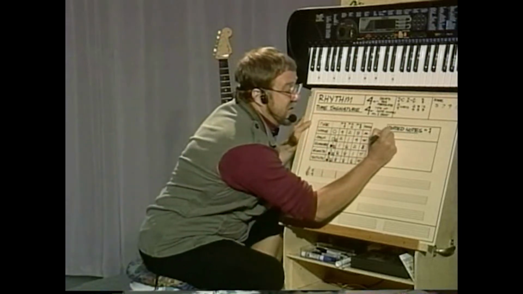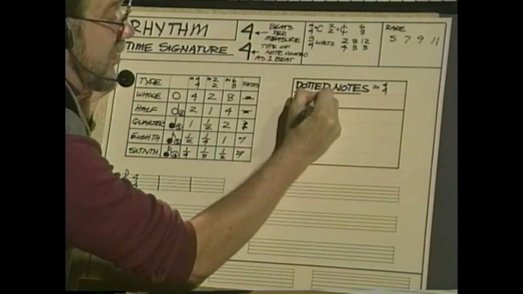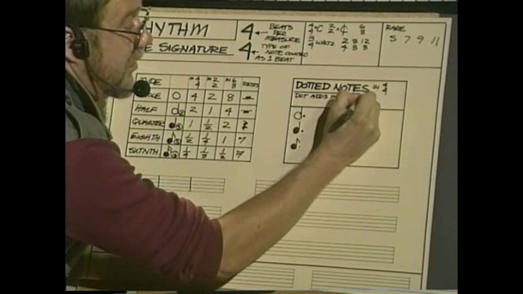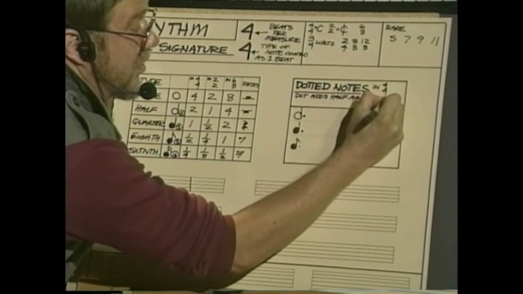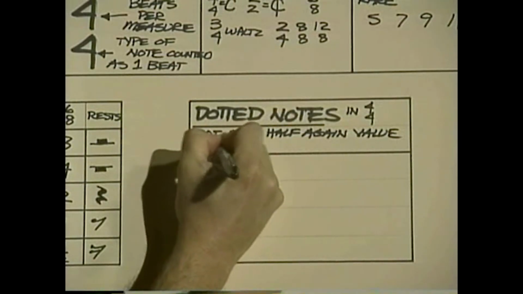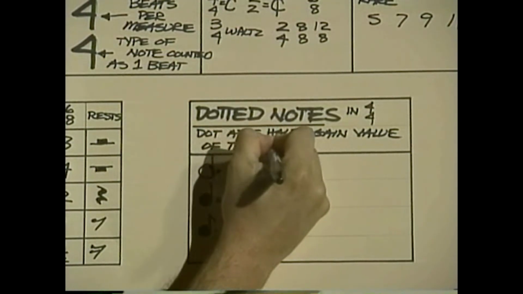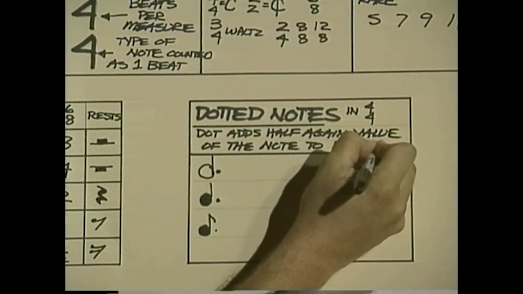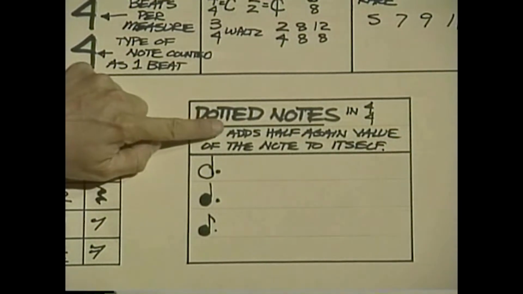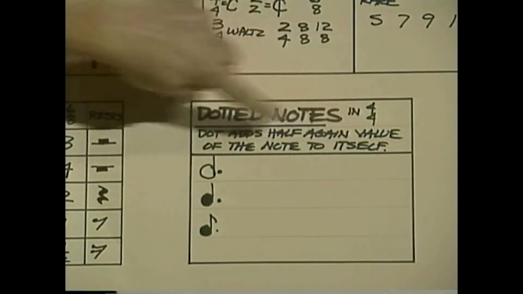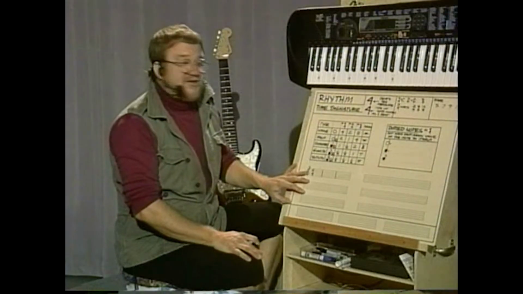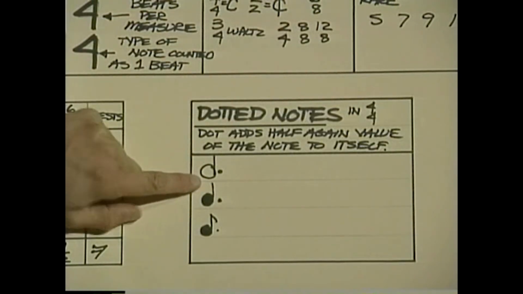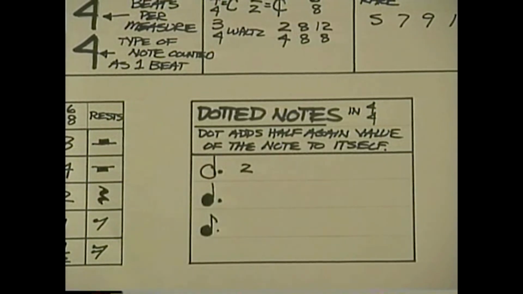The dot adds half again the value of the note to itself. Huh? The dot adds half again the value of the original note to itself. For example, in a time signature of 4/4, how long does a half note last for? It lasts for 2 beats, doesn't it?